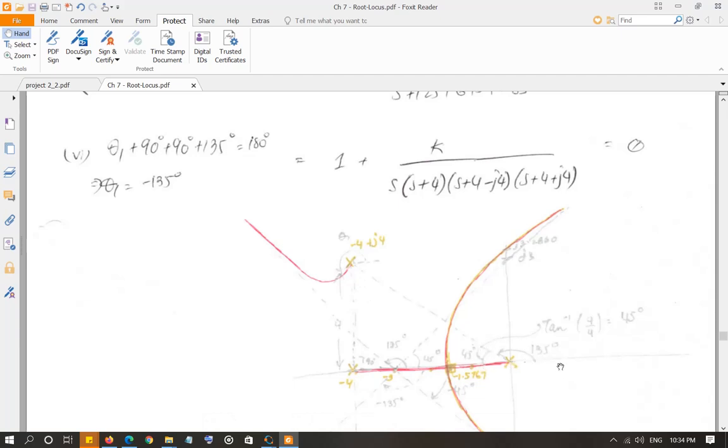Hence, this angle will be 180 minus 45, which is 135 degrees, from this pole at s equals 0 to this pole. We are going to this pole because the point is located very close to this pole, which is -4 plus j4. So that's 135 degrees. And the sum of all the angles equals 180, so theta 1 is going to be -135 degrees. That means the angle of departure from this is going to be 135 degrees along this line right here.